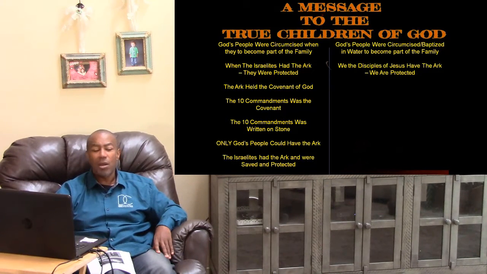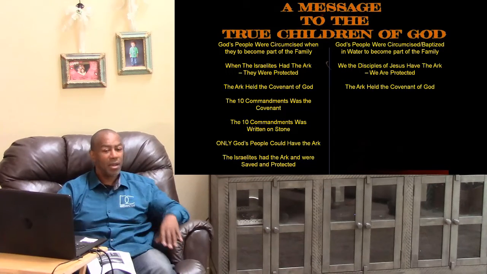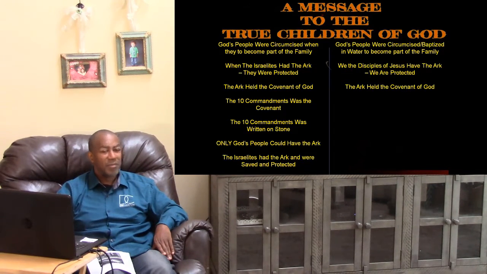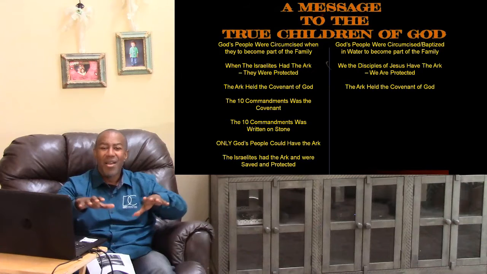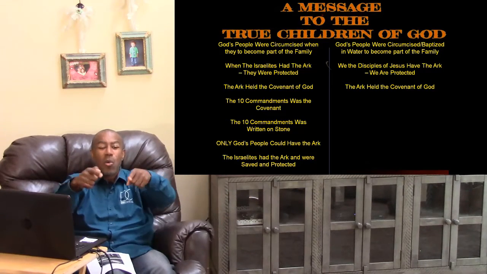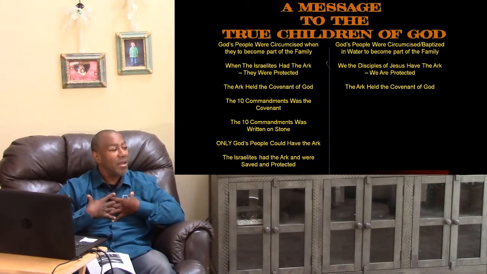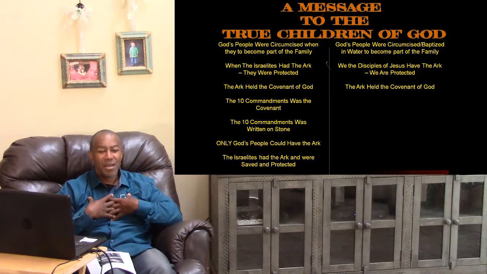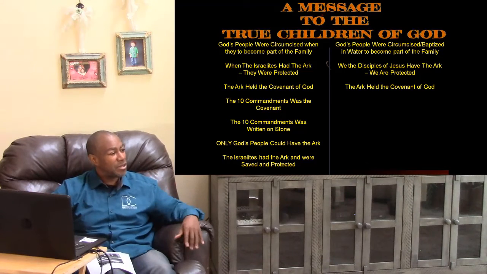When the disciples have the ark, they were protected. When the disciples have the Ark of the Covenant, because the Ark held the covenant of God, we are the Ark. Understand, the Ark of the Covenant, the covenant was inside the Ark. God showed us six years ago about the Ark of the Covenant. You are the Ark that holds the covenant. The Ten Commandments were put on your heart when you were baptized for the forgiveness of your sins. You are the ark that holds the covenant. That's why he protects you.